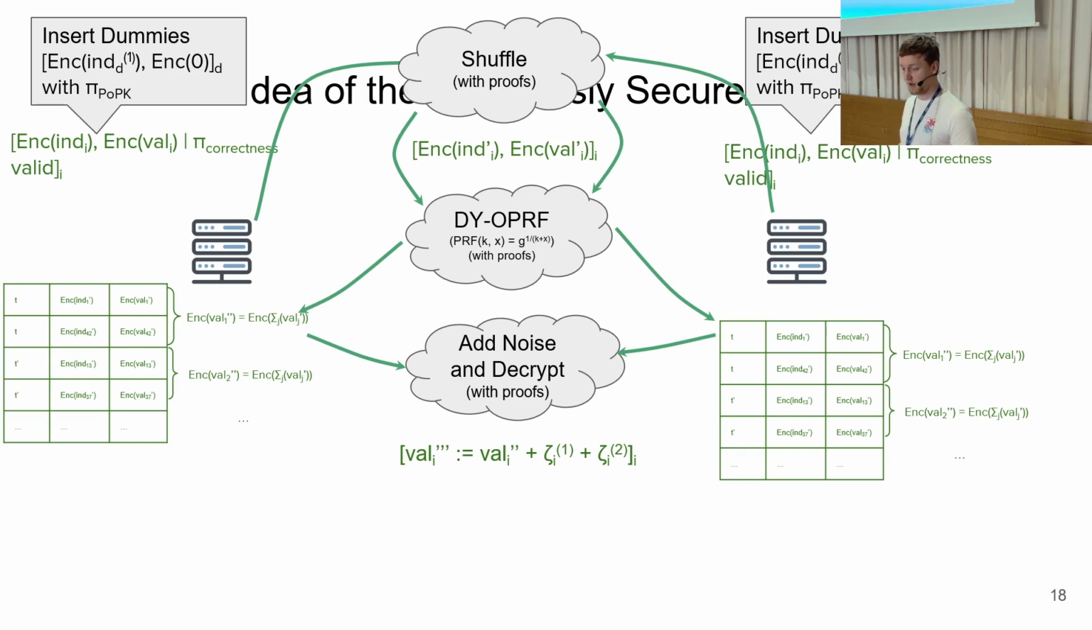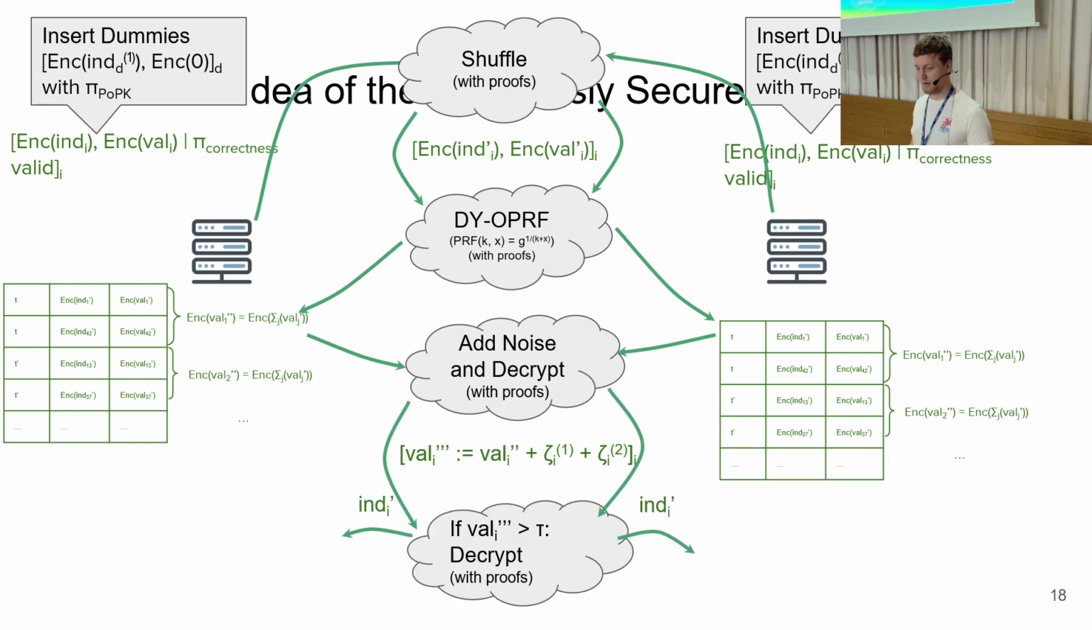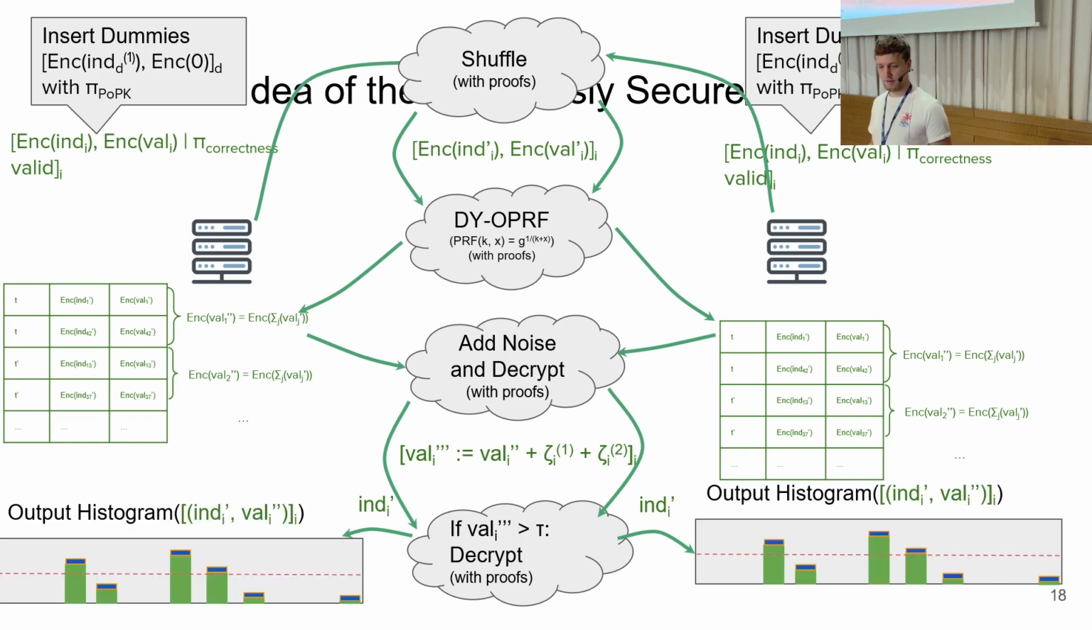Finally, we can homomorphically add noise. So everything is homomorphically encrypted here, so we can add the noise like that. And then run a protocol, which I'm not going to go into, that just implements this threshold functionality. So that checks whether a value is over a certain threshold, and if it is, reveals the index that was encrypted. Now both parties get the output histogram, and we have the desired target functionality.